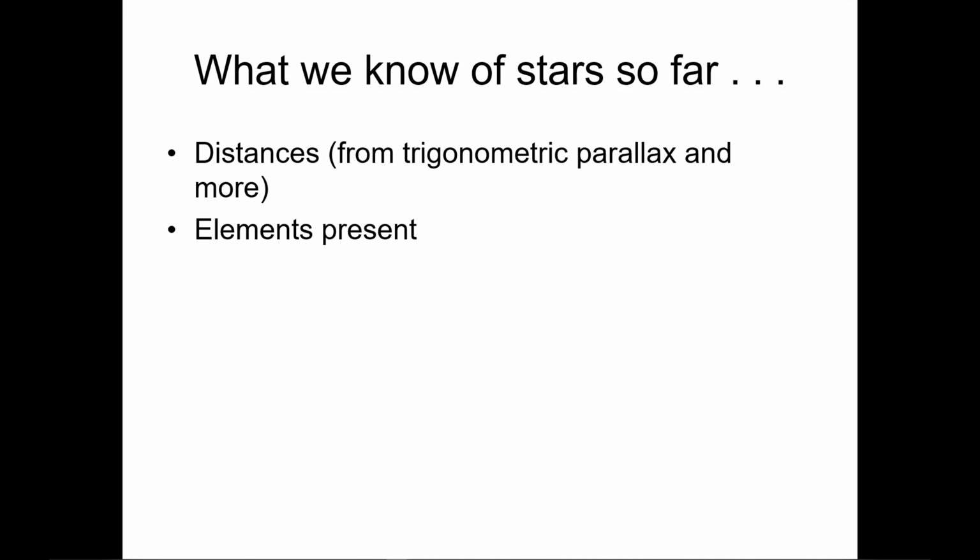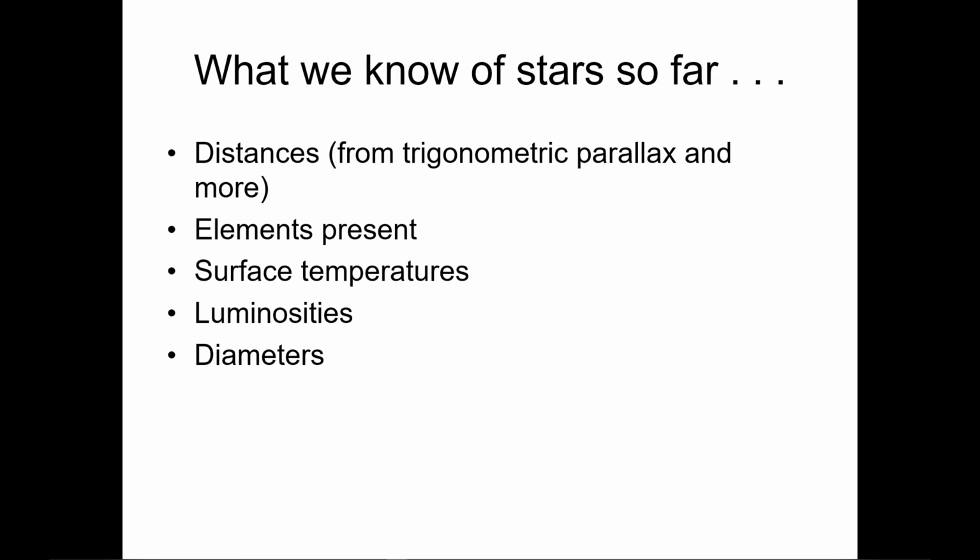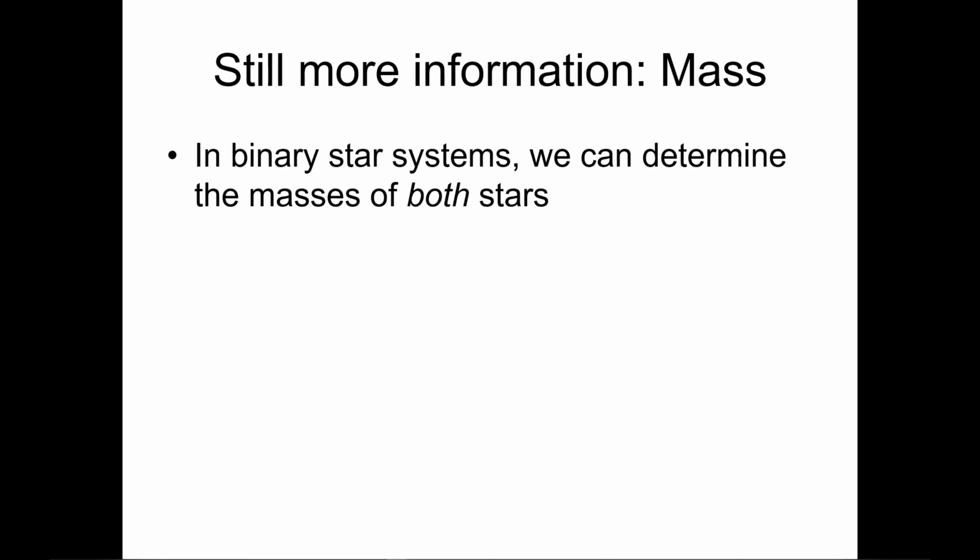We can determine the elements present. We look at the spectral lines that we see in the absorption spectrum. Surface temperatures, we know how to do that, a couple of different ways actually, but mostly from the thermal radiation spectrum. We can determine their luminosities, the total power output of the star. And we can also determine the diameters of the stars. So quite a few different things.